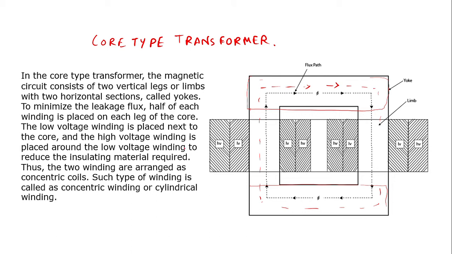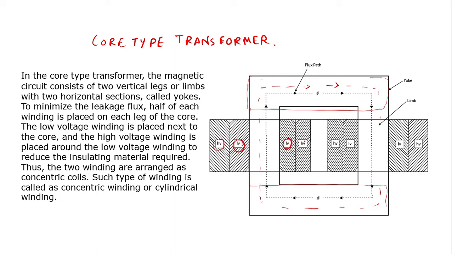To minimize the leakage flux, half of each winding, that means the primary winding and the secondary winding, is placed on each leg of the core. So the primary winding is present in the first leg as well as the second leg, and the secondary winding is present in the second leg as well as the first leg. You can see there is LV and HV, which is the low voltage and high voltage side.